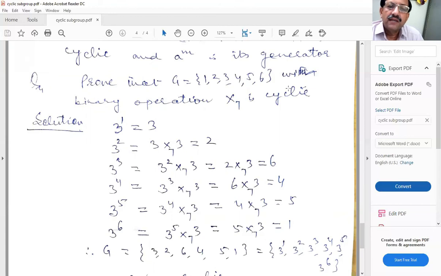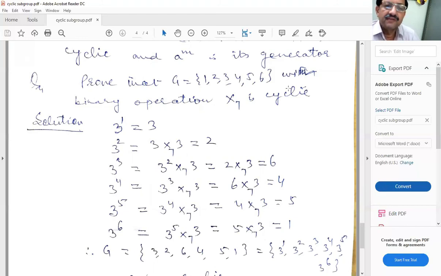We pick element 3. 3 raised to power 1 is equal to 3. 3 raised to power 2 is equal to 3 cross 3 divided by 7. So 9 divided by 7, the remainder is equal to 2. 3 power 3 is equal to 3 power 2 cross 3 divided by 7. 3 power 2 की value है 2. So 2 cross 3 divided by 7. Now this is 6, which cannot be divided by 7, so the remainder will remain the same, that is 6.